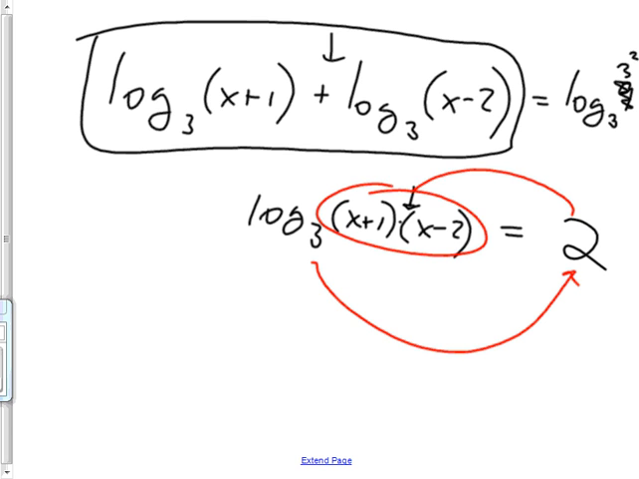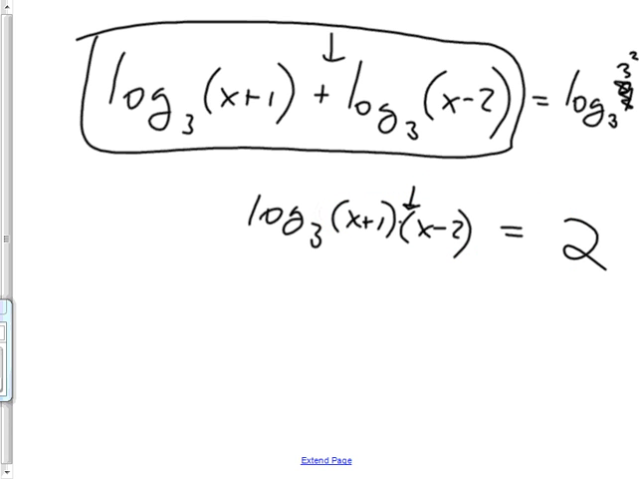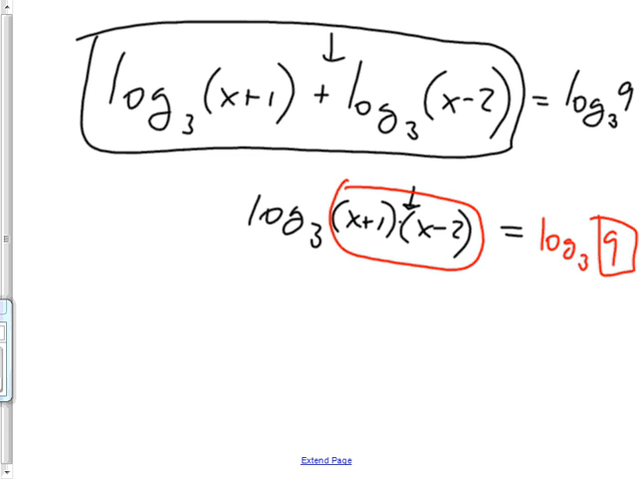Or, if you don't want to do it that way, you could keep this as log base 3 of 9, and say log base 3 of 9. That will equal that, because the bases are the same and there's a log on both sides, without the rewrite even. Either way it works. Okay, so now that equals that either way, so now I've got to deal with that.